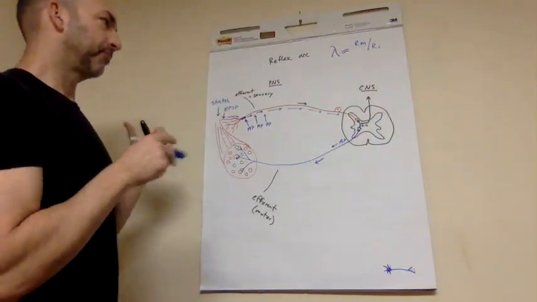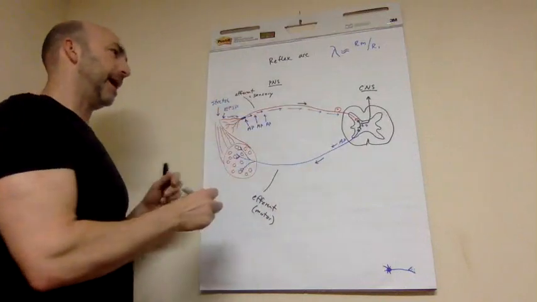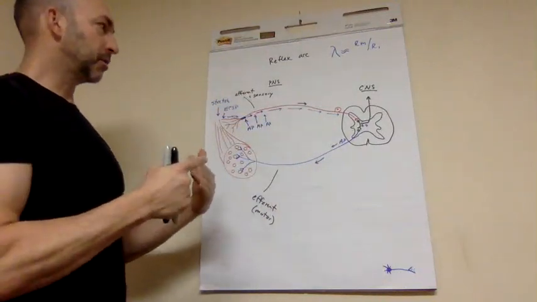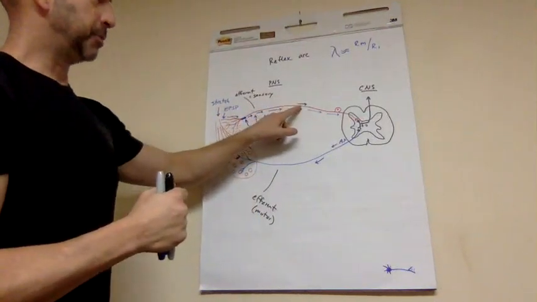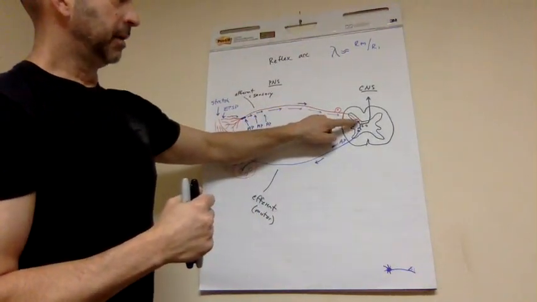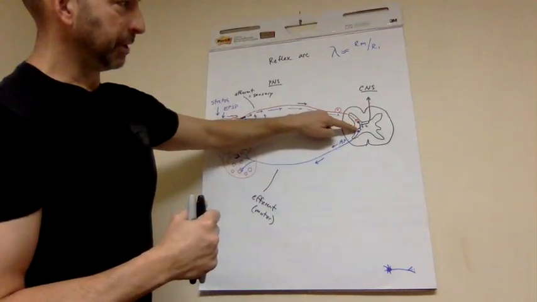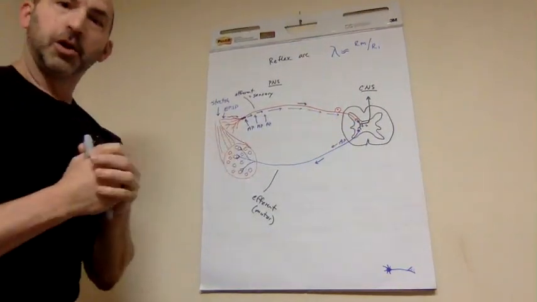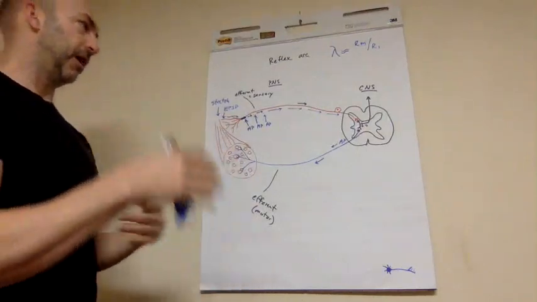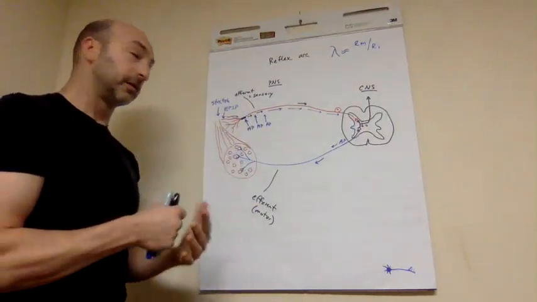So really, the reflex arc is a lot of the same things over and over again, right? Graded potential, action potential, synaptic release. Graded potential, action potential, synaptic release. Over and over again, right? So this is neurons talking to neurons talking to neurons.